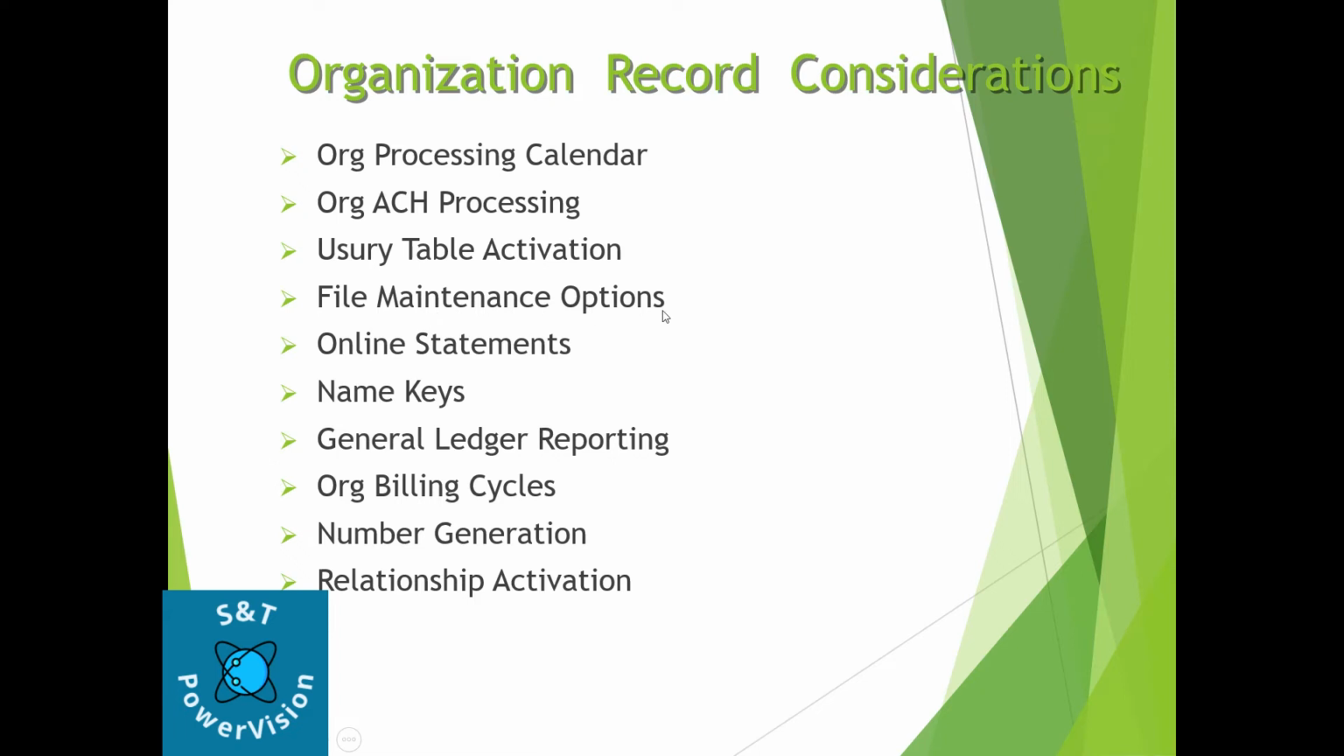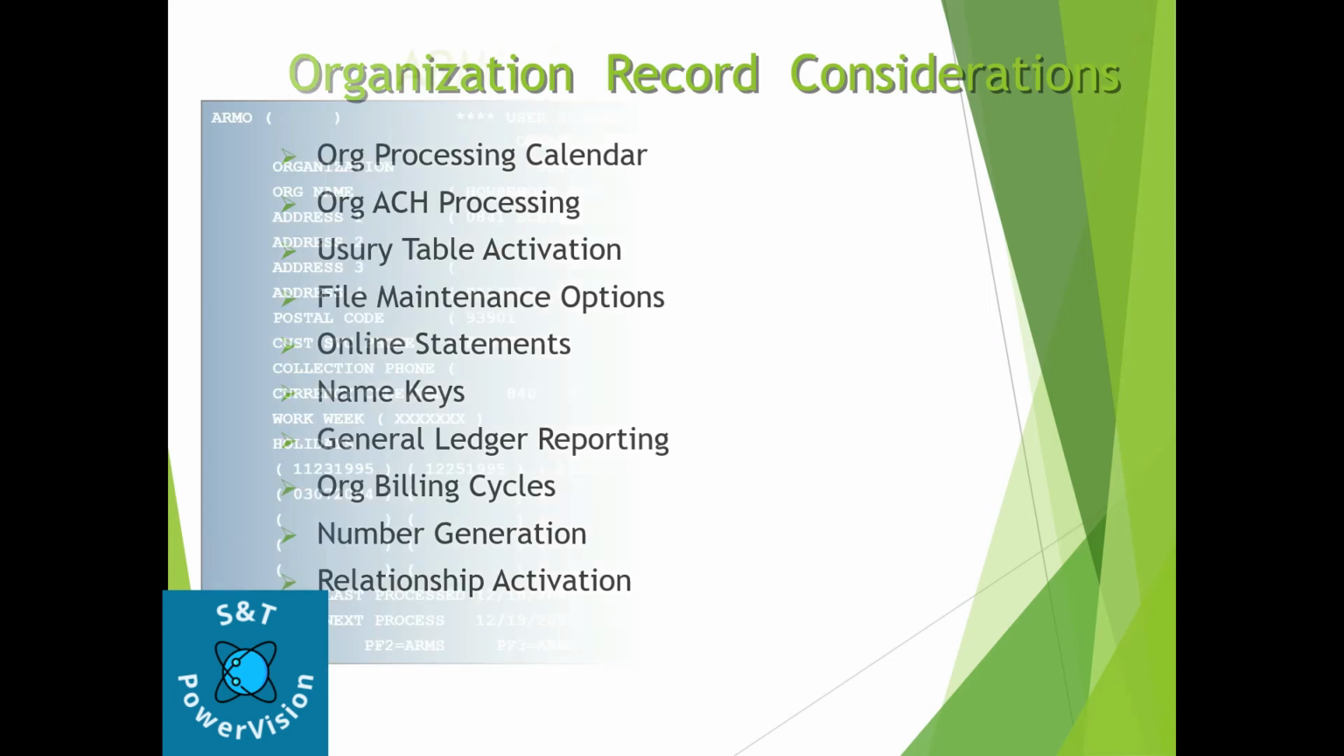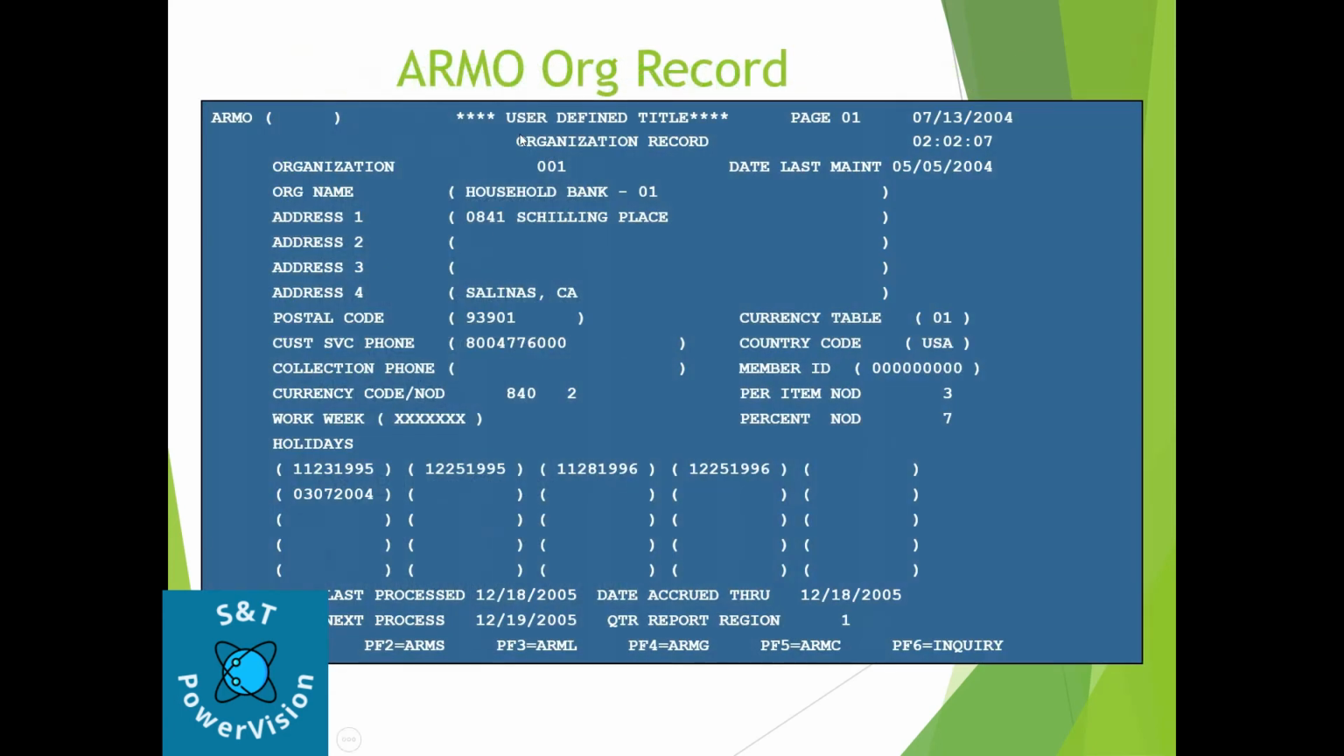activation, file maintenance options, online statements, name keys, general ledger reporting, org billing cycle, number generation, relationships. Okay, we can see all of those in the org level screens. We'll see some of those in detail. So this is the org level.